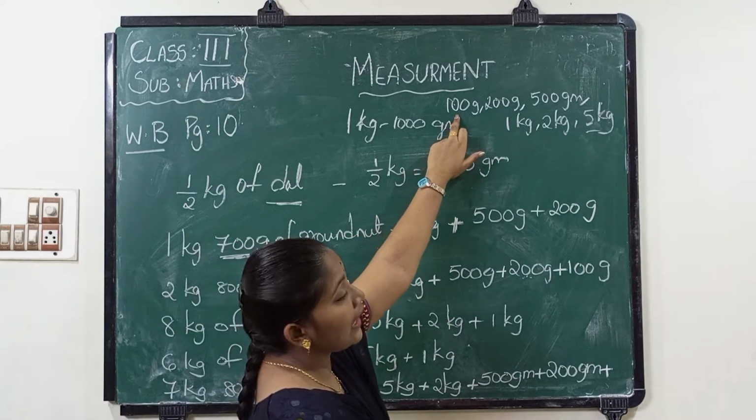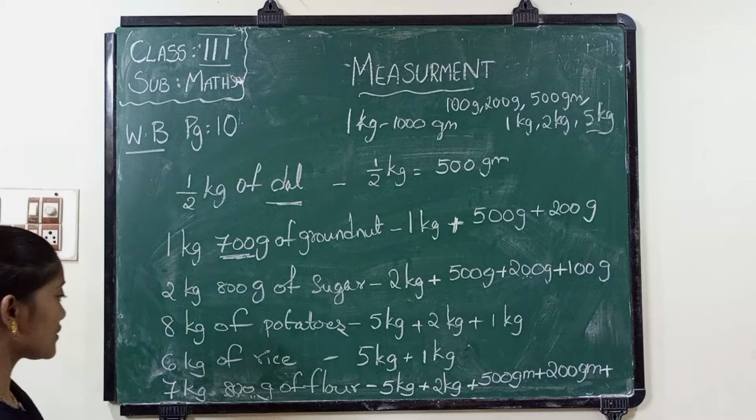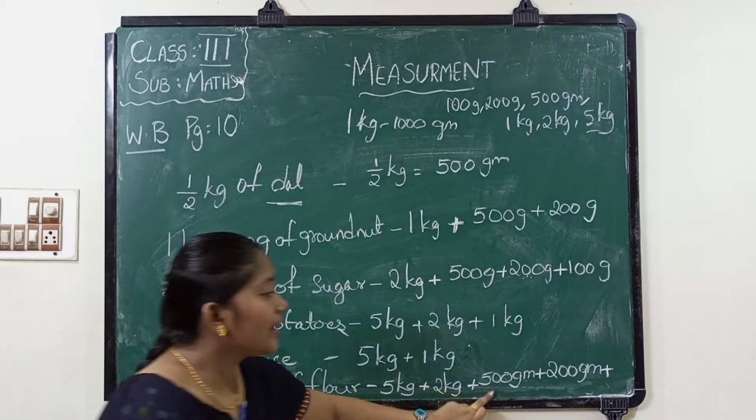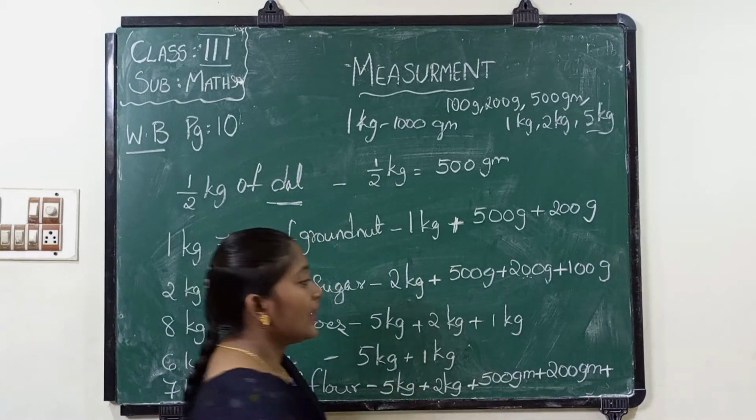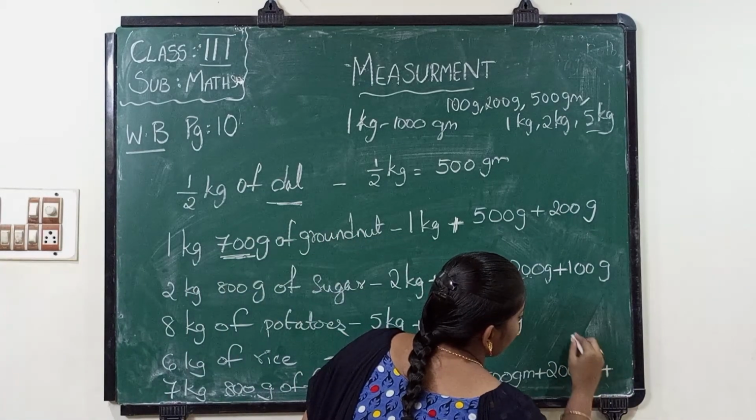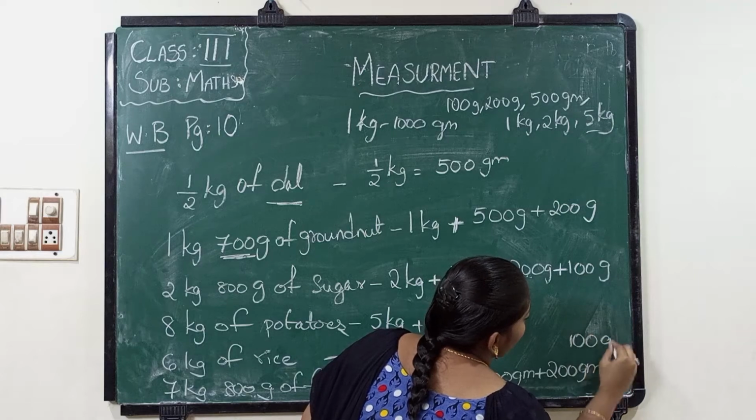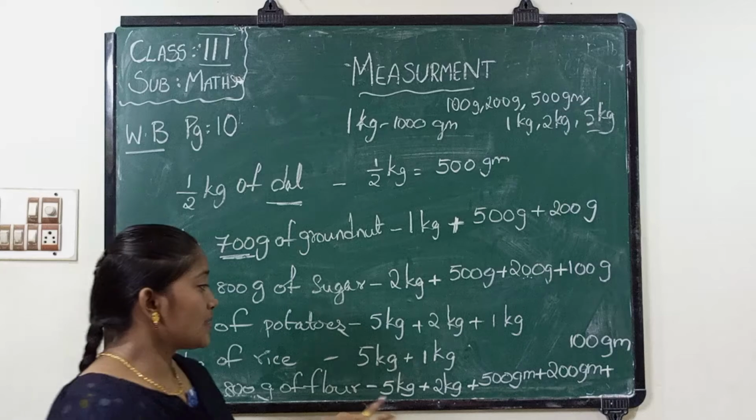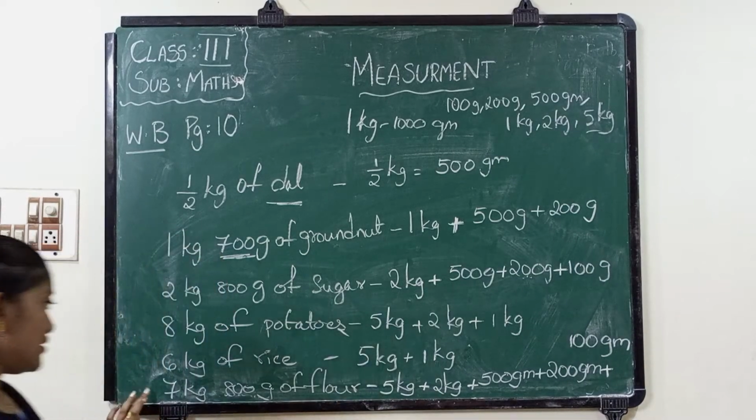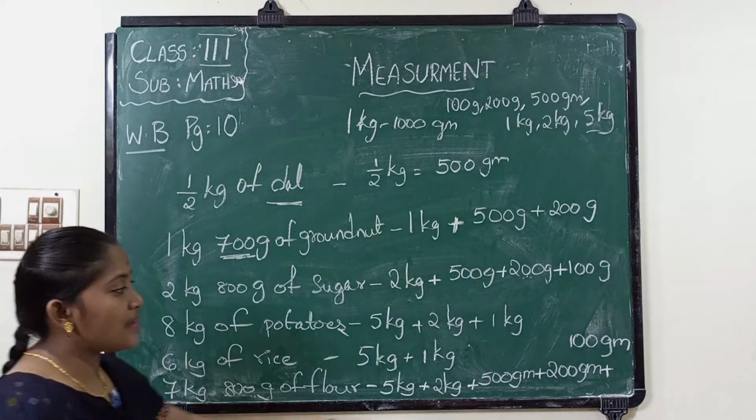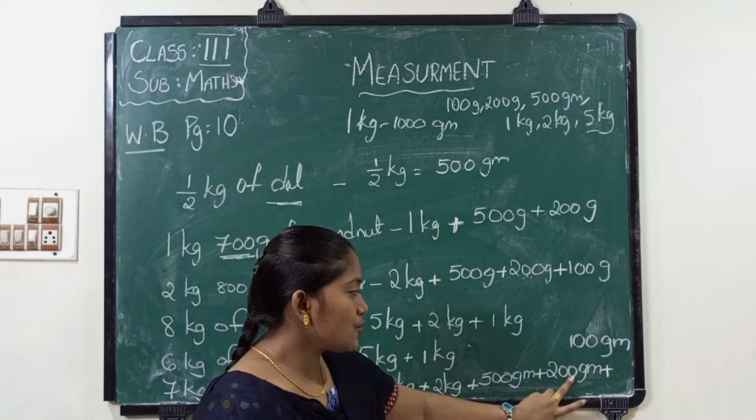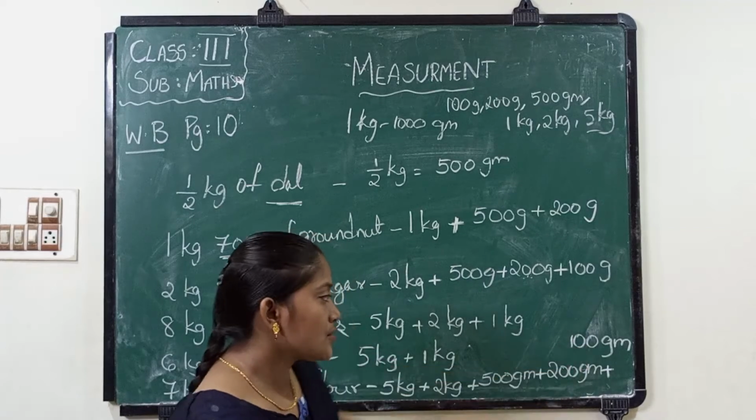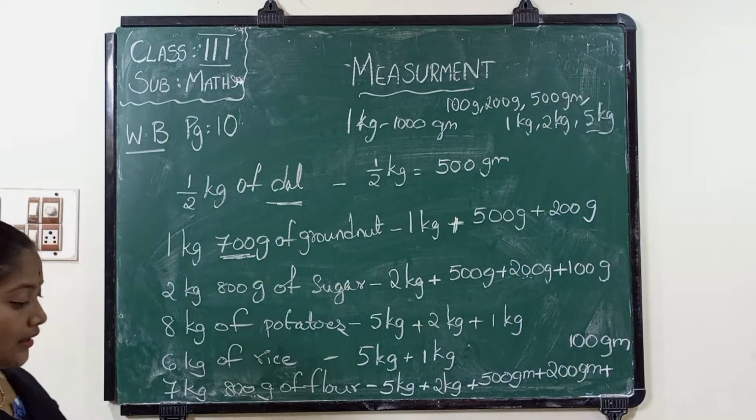So I have to use 100 grams. Why? Because it is 800 grams. 500 plus 200 is 700. Again I have to use, here I am writing 100 grams. So the total weight is 5 kgs plus 2 kgs is 7 kgs, and 800 grams. 500 grams plus 200 grams is 700 grams. 700 plus 100 is 800 grams.